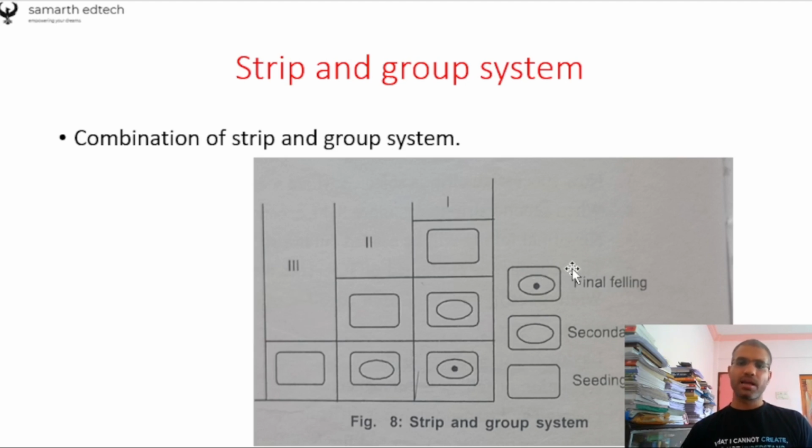Just understand what the diagram wanted to say, that strips are designed in a given periodic block, and again the strip is converted into different sorts of groups. Okay, and in the particular group you will carry out your initial felling, intermediate felling, and your final felling. So this is your combination of strip and group system. So that's why the name strip and group system.